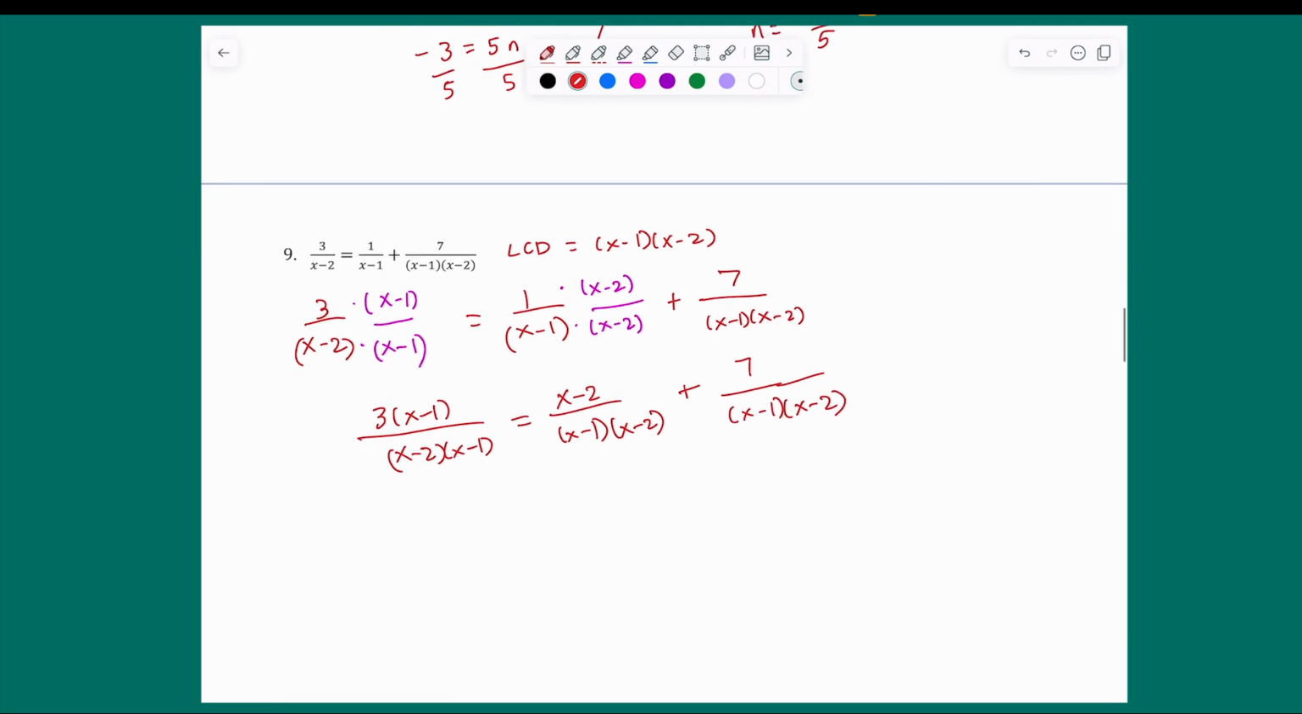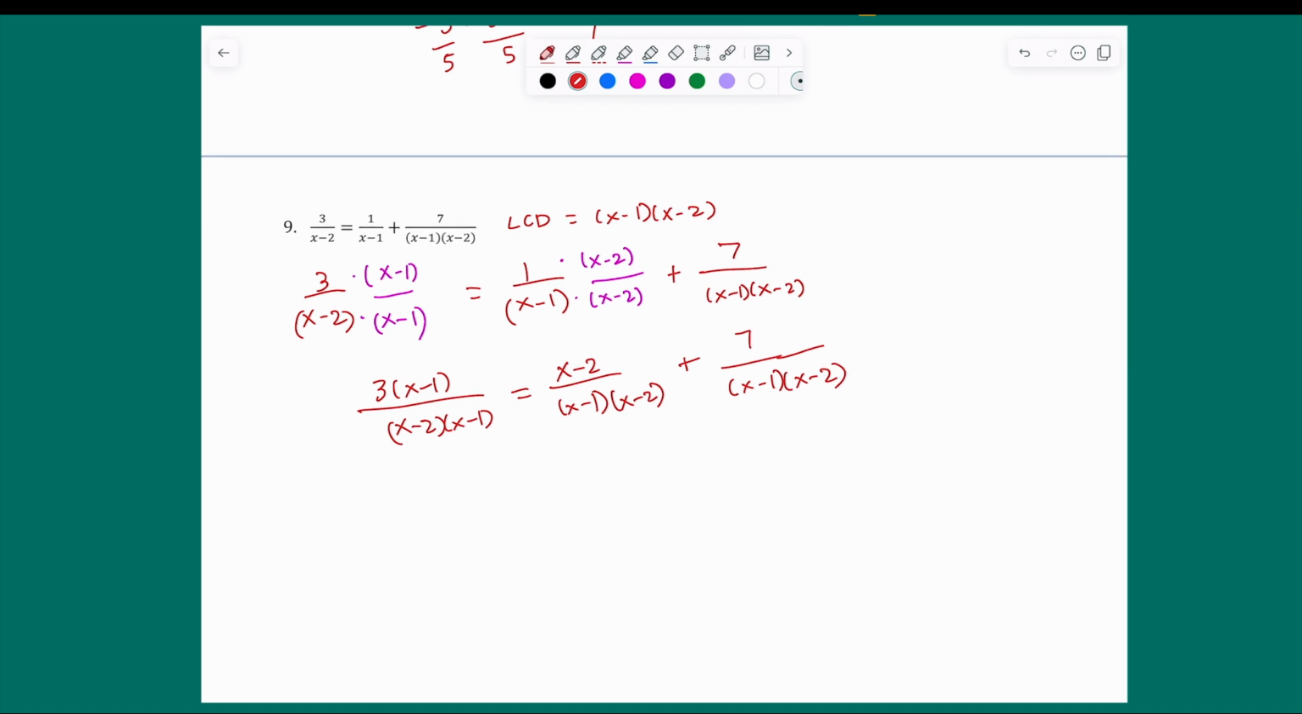Okay. And now we say forget about it. Forget about the denominators, and that leaves us with 3 times x minus 1 equals x minus 2 plus 7. Okay, once again, that's just like multiplying through the equation by the LCD. All right, now let's go ahead and distribute. So now we went from a fraction equation to a linear equation.